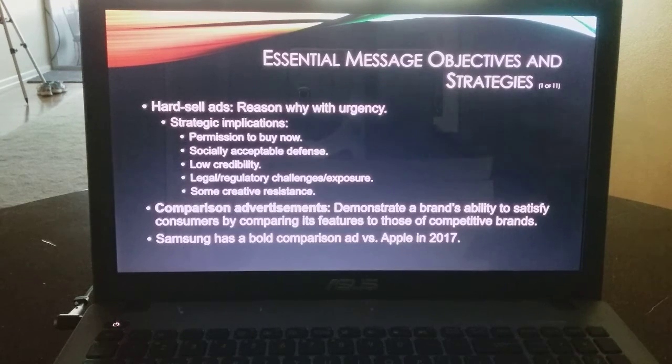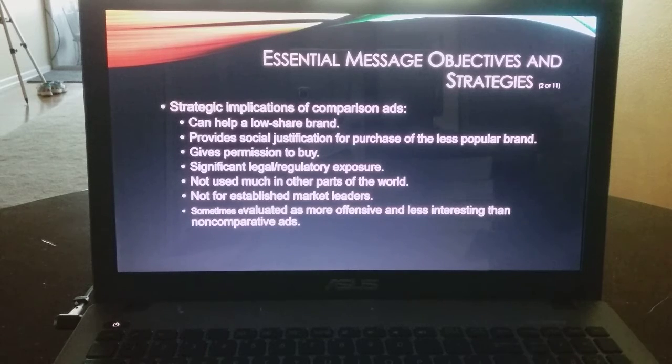Okay, so again, what's your essential message? There's this whole idea of the hard sell ad, and really creating some sort of urgency among people. And the other thing that's very effective with the hard sell ad or essential ads is this idea of comparison advertising. We see them a lot.